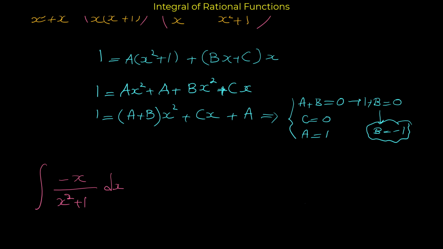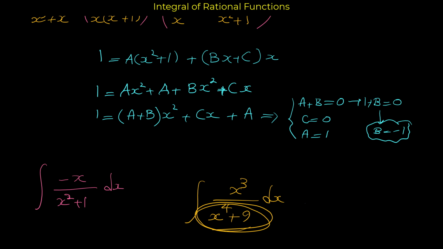But sometimes we have the derivative of the denominator in the numerator, but not exactly, with a little coefficient difference. Let me show you an example. Suppose we want to find this integral: the integral of x to the 3 over x to the 4 plus 9. This is the question. What is the derivative of the denominator? The derivative of x to the 4 is 4x to the 3. But we don't have 4x to the 3 in the numerator. Simply, you can multiply the numerator by 4.